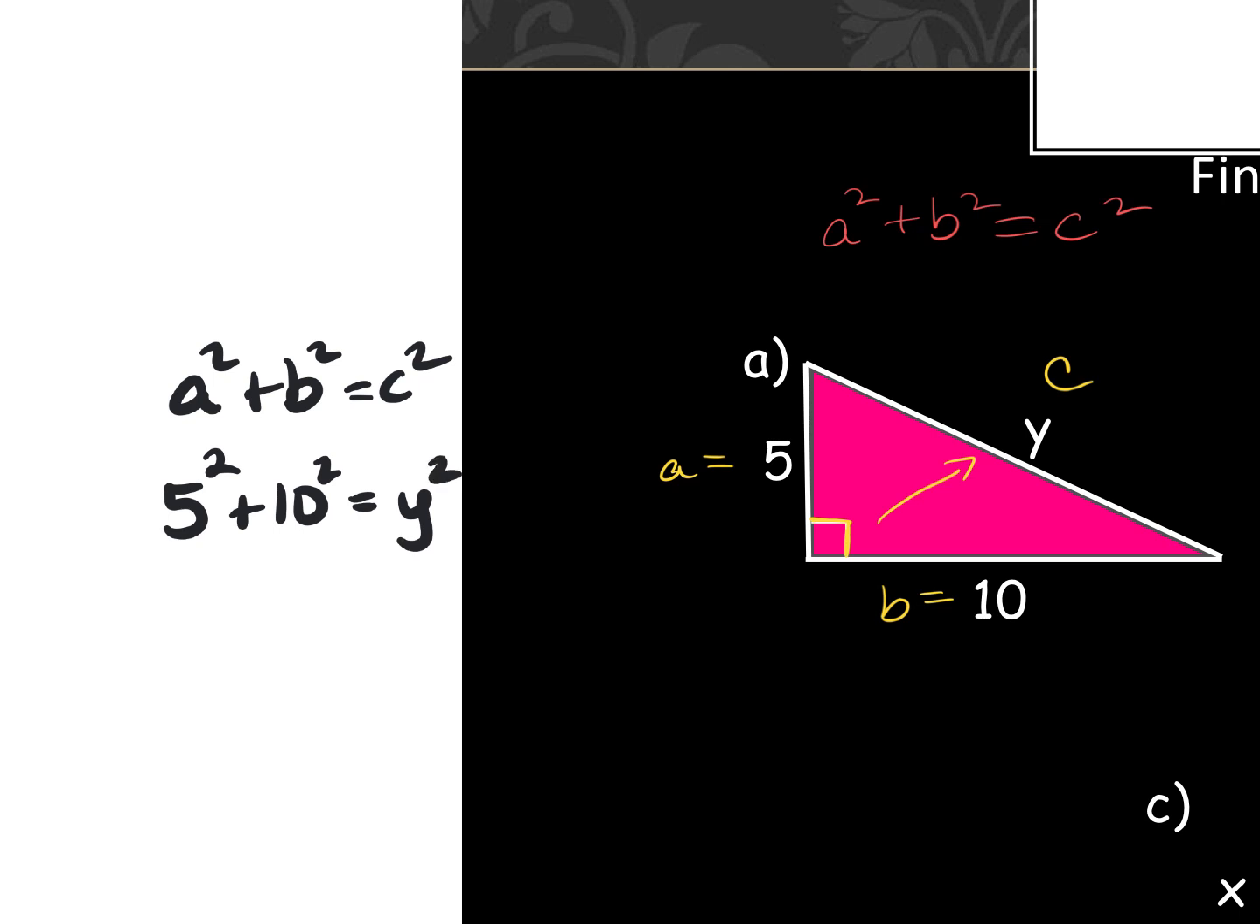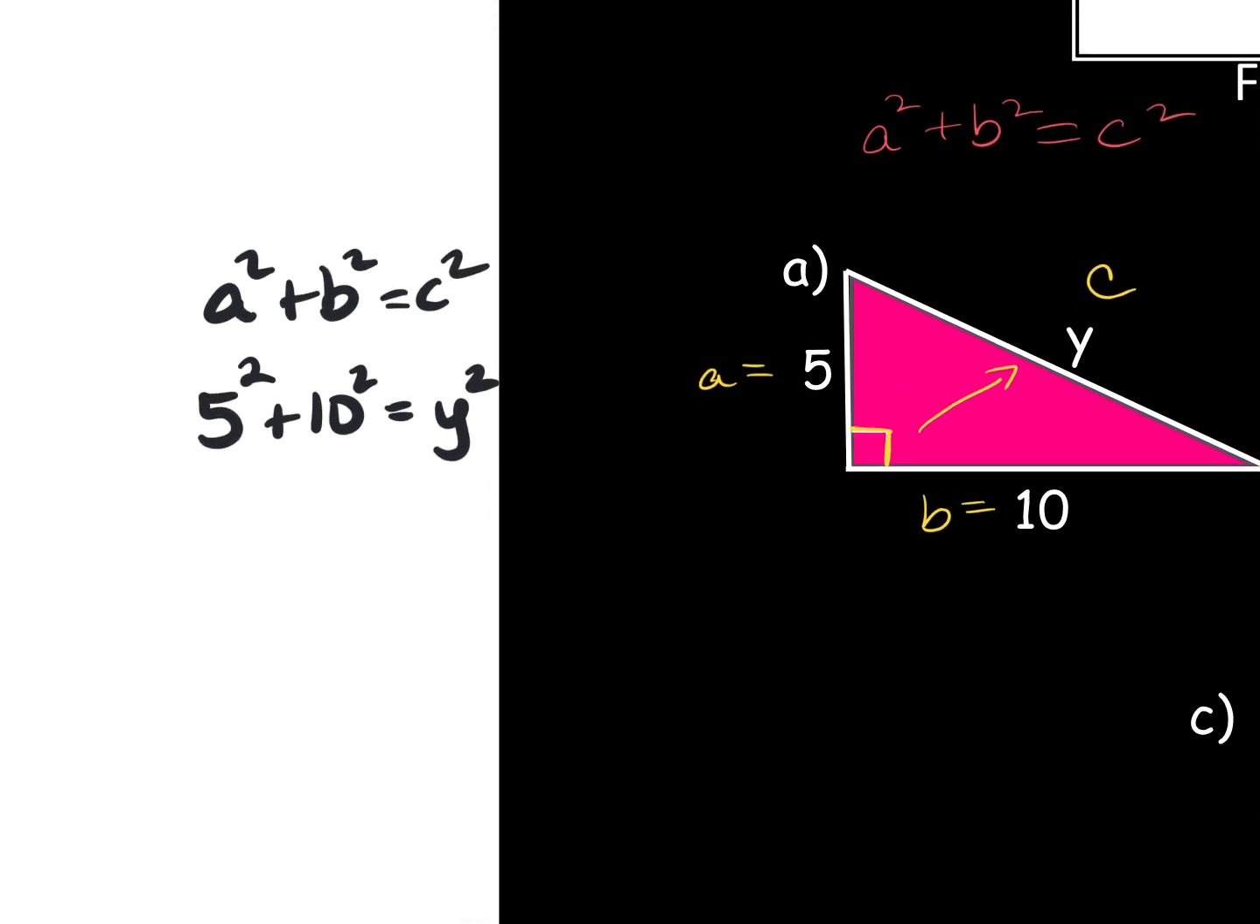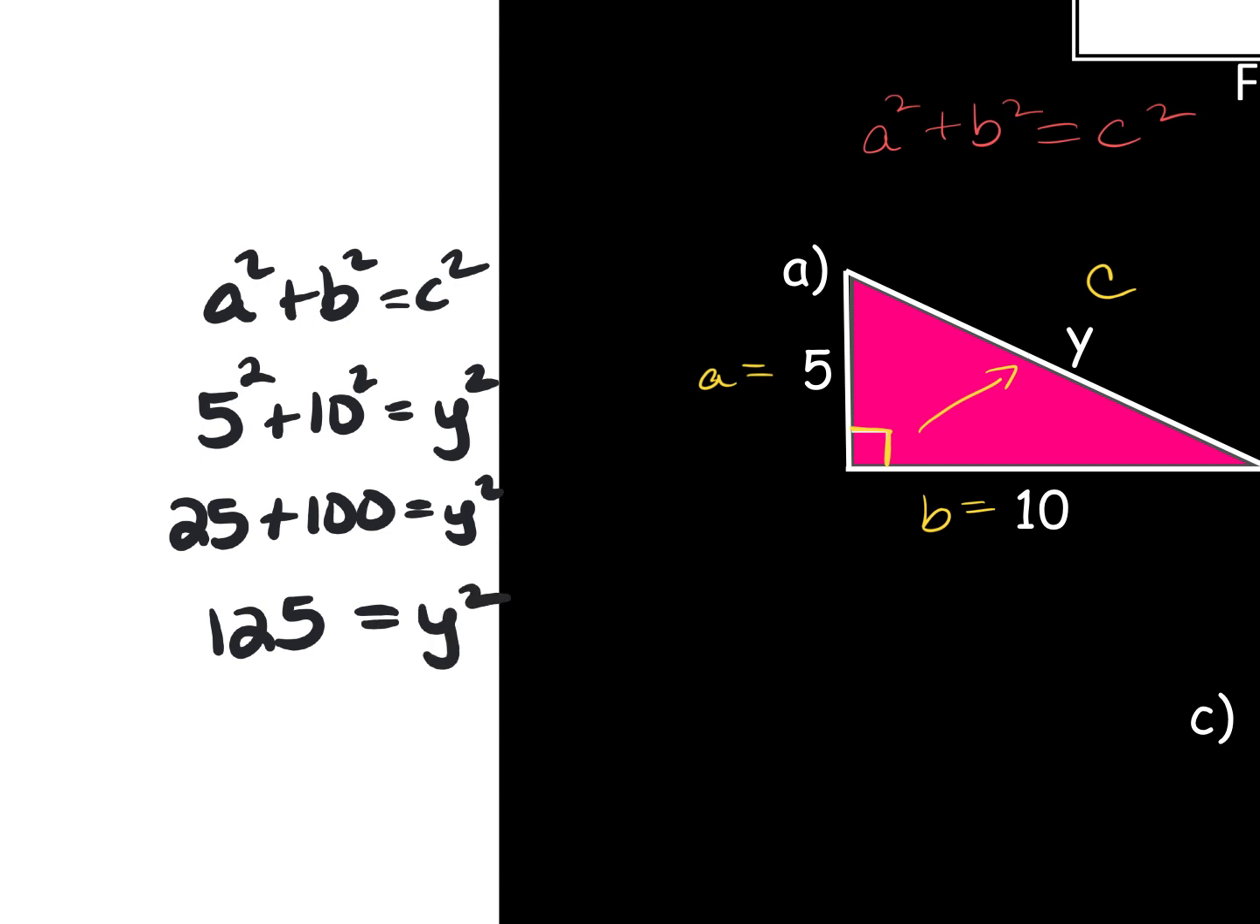I need to follow order of operations. I can't add 5 and 10 first. I have to square them first. Then I add the numbers. I get 125 is equal to Y squared. Now at this point, I need to find the value of Y, not Y squared. So in order to get Y, I need to square root both sides.